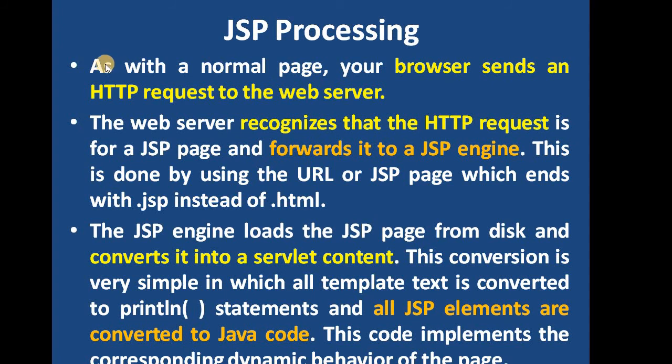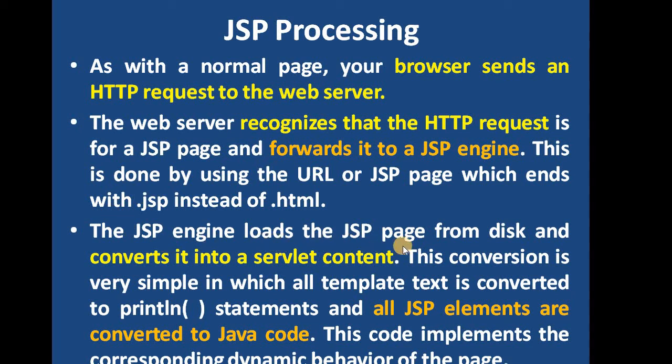Now let's see what JSP processing is. As with a normal page, your browser sends an HTTP request to the web server. First of all, once we open any web page in the browser, it sends the HTTP request to the web server. Now the web server recognizes that the HTTP request is for a JSP page and forwards it to the JSP engine. This is done by using a URL or JSP page which ends with .jsp instead of .html. So this is how it is recognized that it is a JSP page, with the extension .jsp.